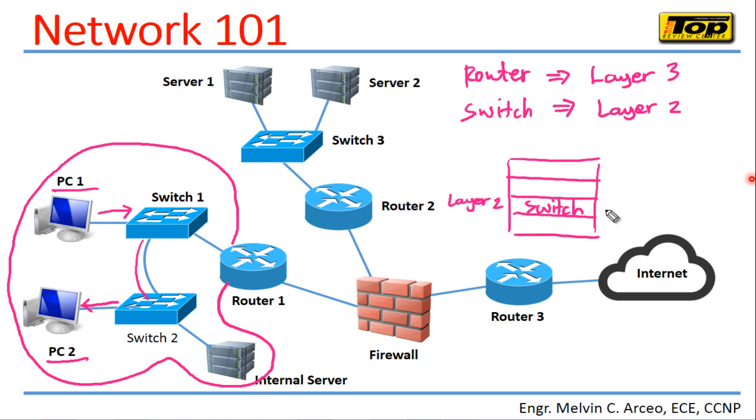And take note, kung kanina sa router, ano yung pinagbabasihan ni router para ma-forward niya yung data? The forwarding of data, if we use the router, it will depend on the IP network address. That's layer 3, where the router operates. But for switch, sa layer 2 siya nag-ooperate. So kung sa layer 2 siya nag-ooperate, hindi na IP network address ang pinag-uusapan, kung hindi, yung MAC address naman.